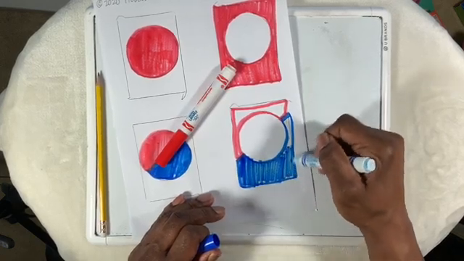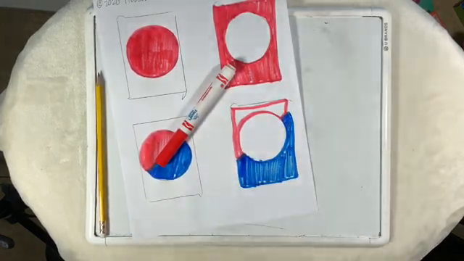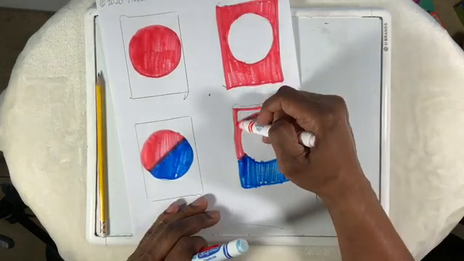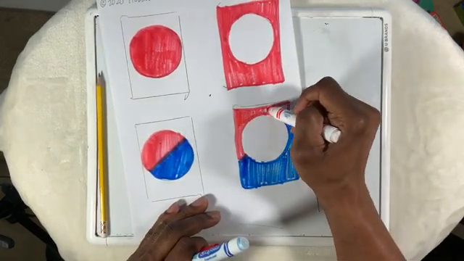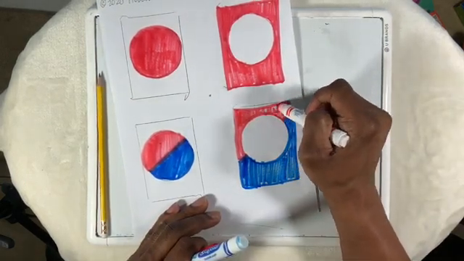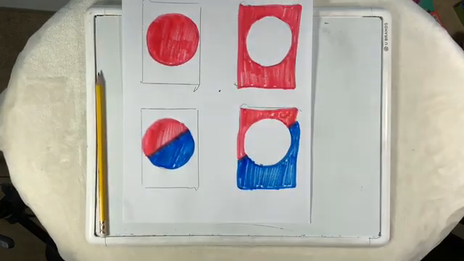Negative space is the area around the object. Positive space is the object itself. I'm going to show you a couple of designs that have negative and positive space. Got it?